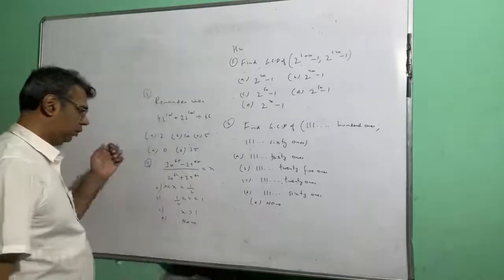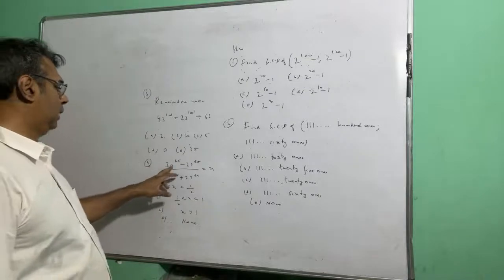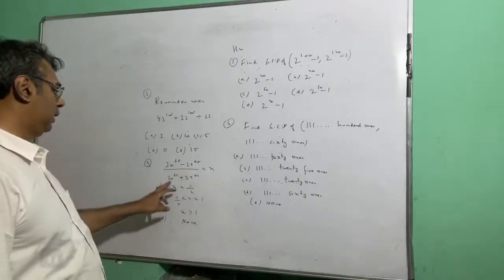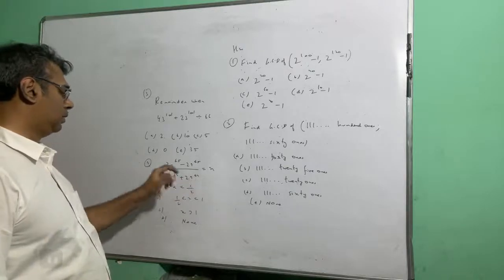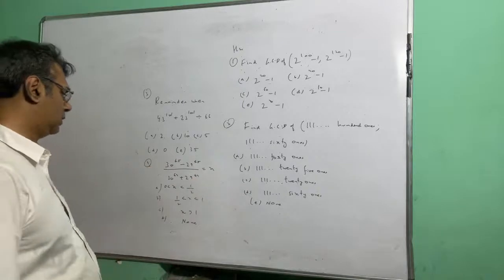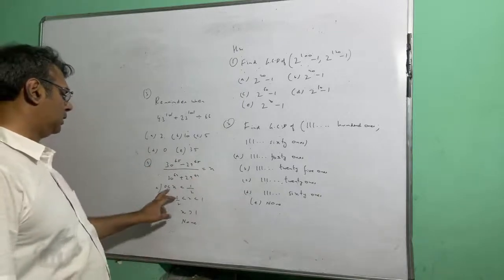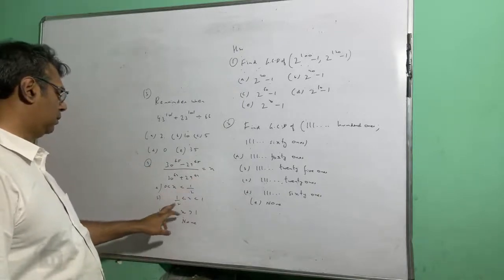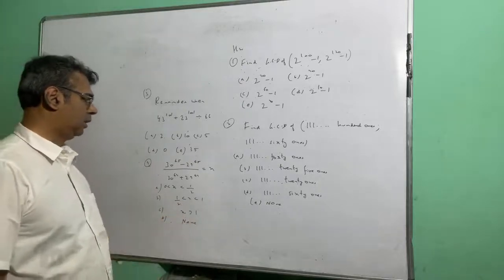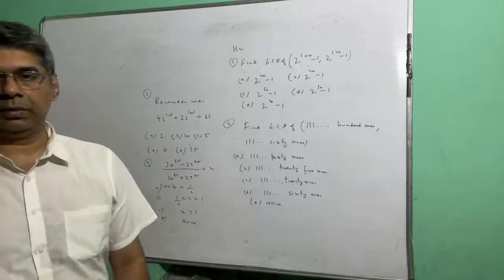Okay, the fourth homework question is 30 to the power 65 minus 29 to the power 65 by 30 to the power 64 plus 29 to the power 64. Let this whole thing be equal to x. So the options are x is between 0 to half, second option x is between half and 1, third option x greater than 1, fourth option none of these. So this is question number 4.